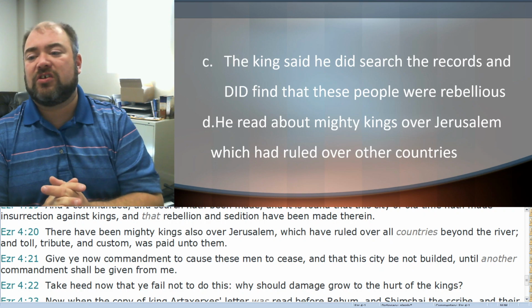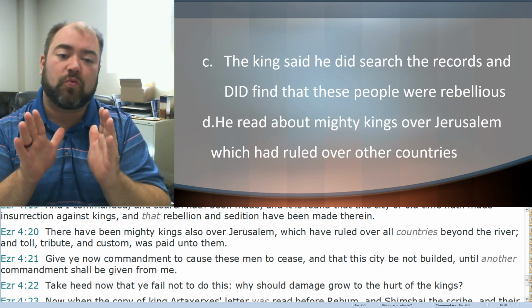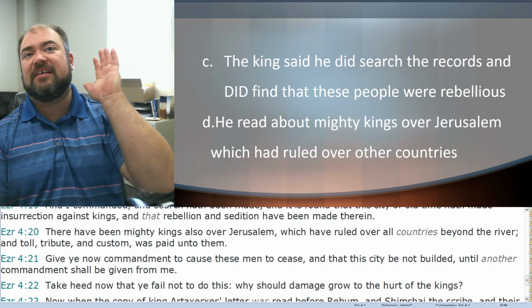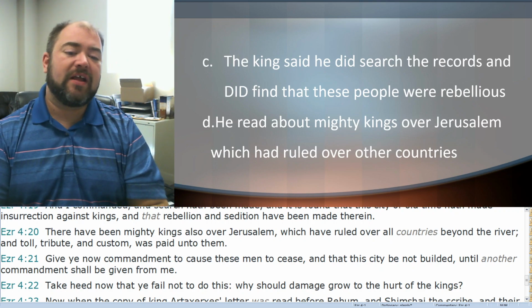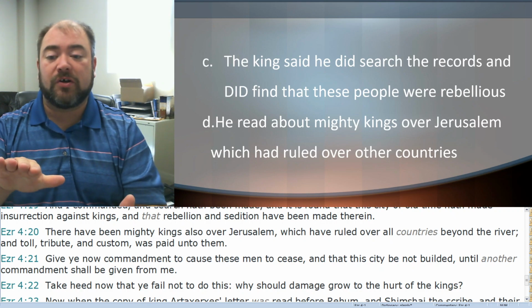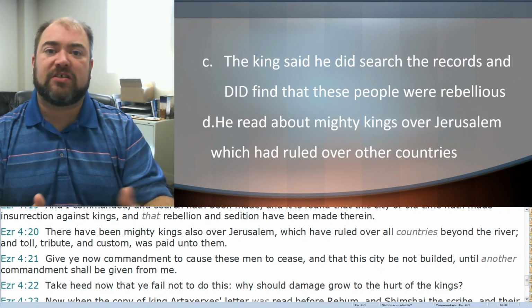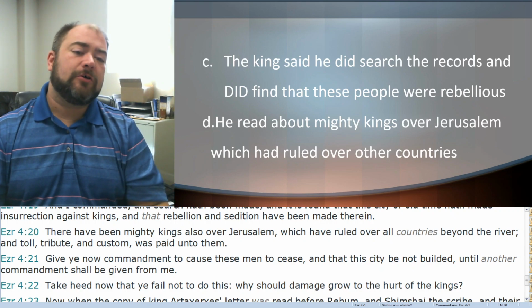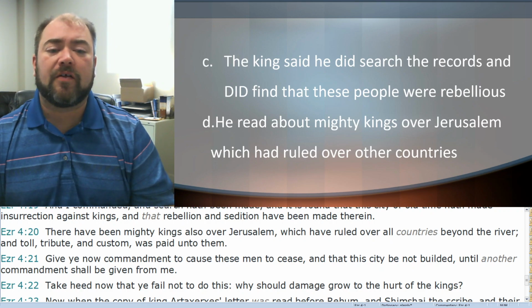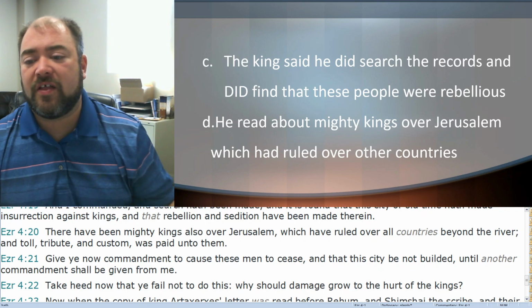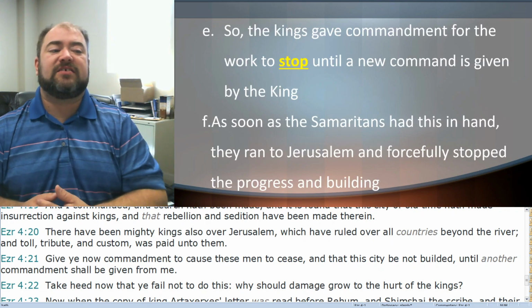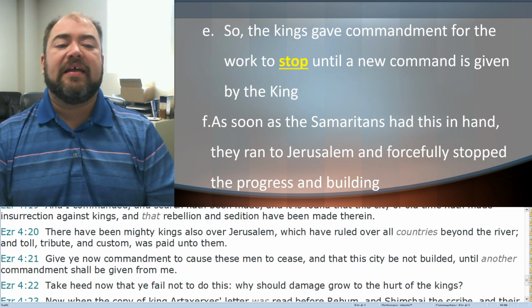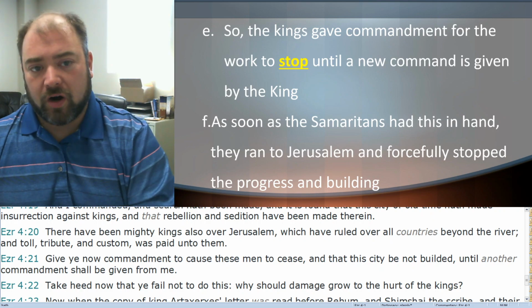And so Artaxerxes is just falling for this 100%. He's not listening to God. He's reading the letter from the Samaritans. He's reading the history about Israel and how Israel was rebellious against the other kings. And so he's putting all of this together, and here's what the king is going to say. The king's going to say, well, okay, let's send this command. I agree. Let's stop the work.